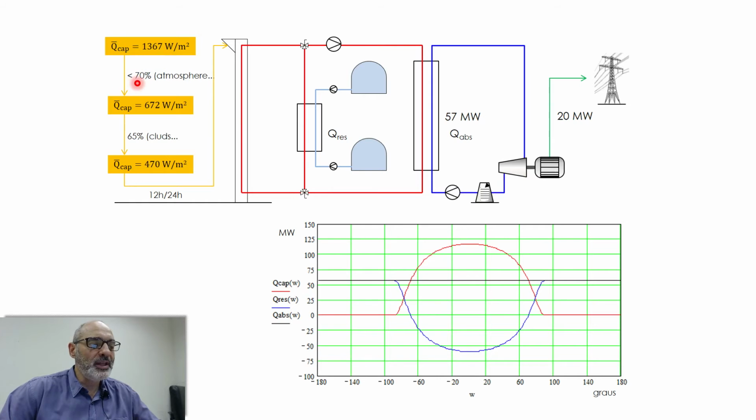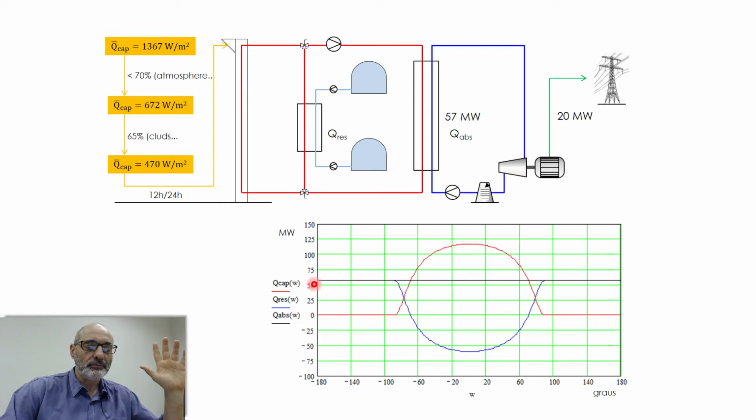We have this amount arriving on the atmosphere. We lose 70% roughly, okay? So we get 672 watts per square meter on the surface. And if we consider clouds, dust, and so on, this means that we are enforcing a capacity factor of 60%. We have 470 watts per square meter with that kind of heliostat in Piauí. Okay. We also have to consider that I only have this amount of energy 12 hours in 24 hours.